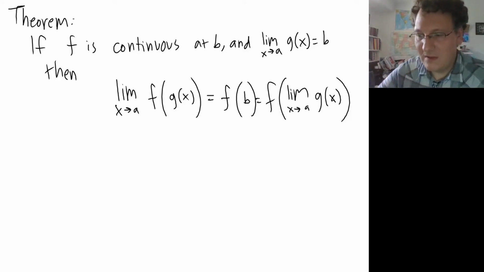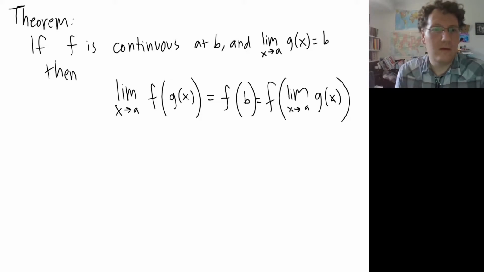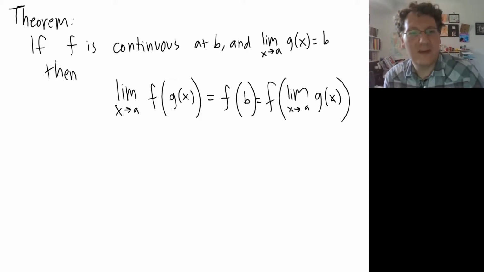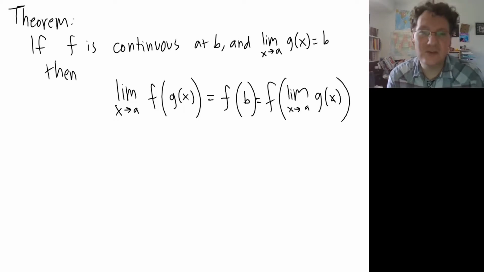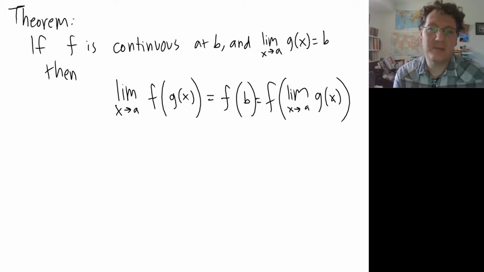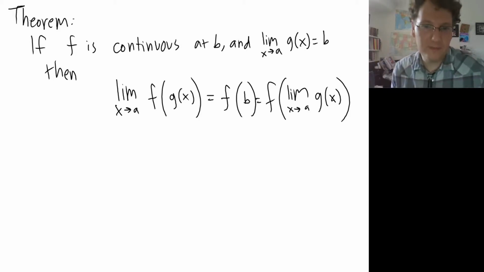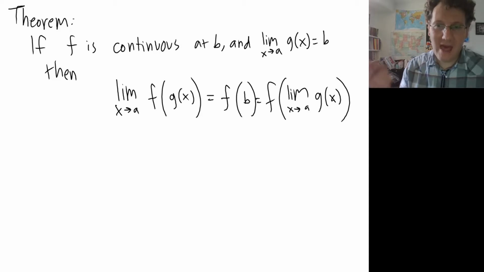Okay, and so this composition theorem is going to be useful, because once this is established, we can find the limits of any function you can think of. If your function f is continuous at b, and the limit of g of x as x approaches a is equal to b, then the limit of f of g of x as x approaches a will be just f of b. In other words, it'll be equal to f of the limit as x approaches a of g of x.